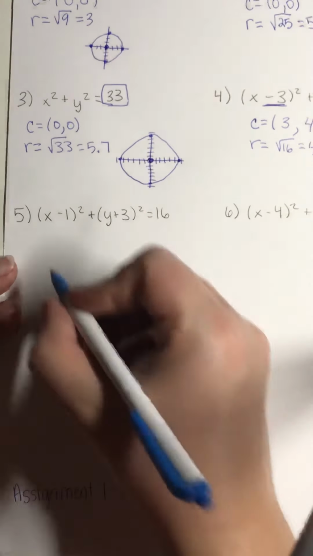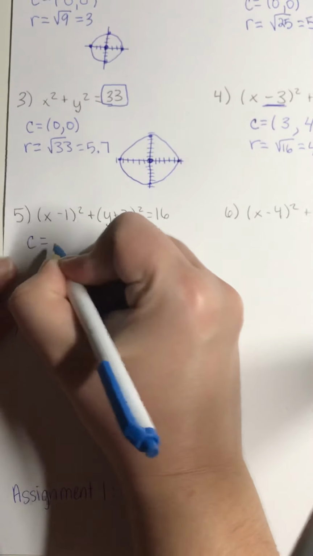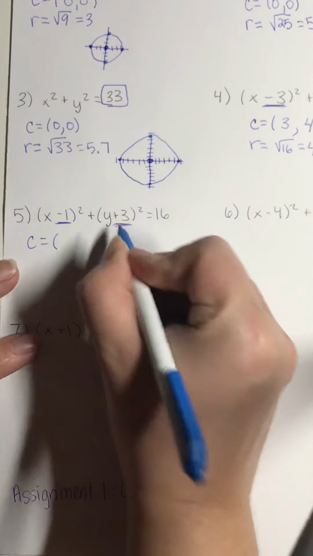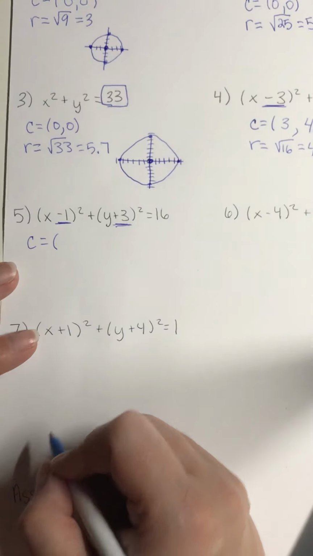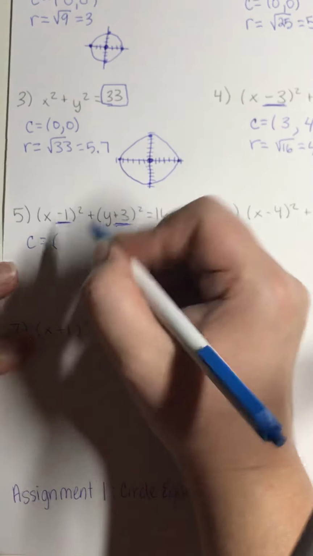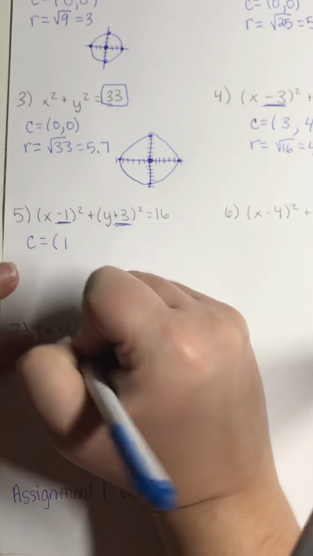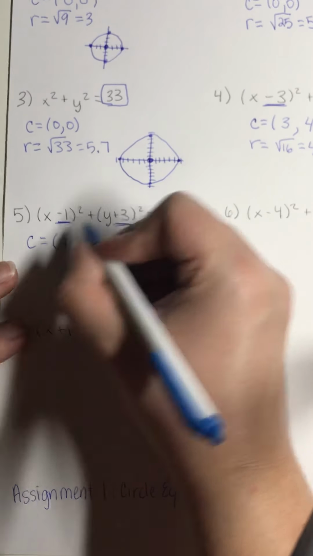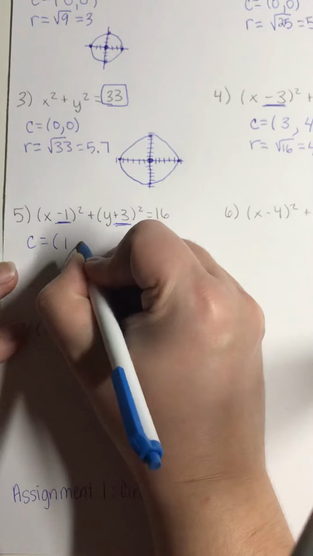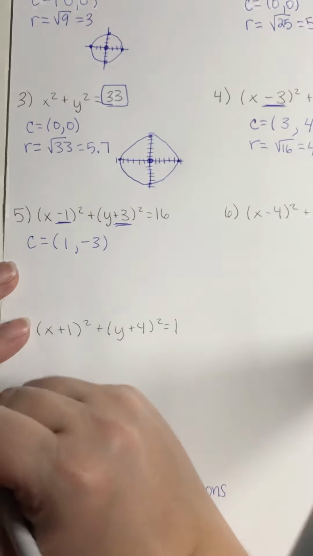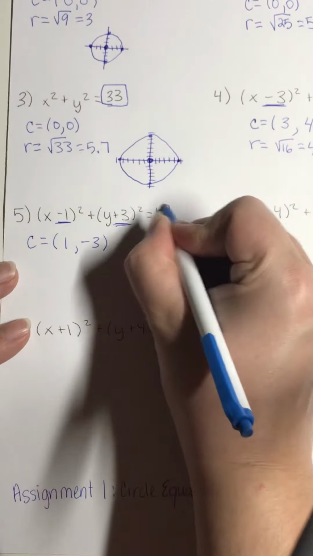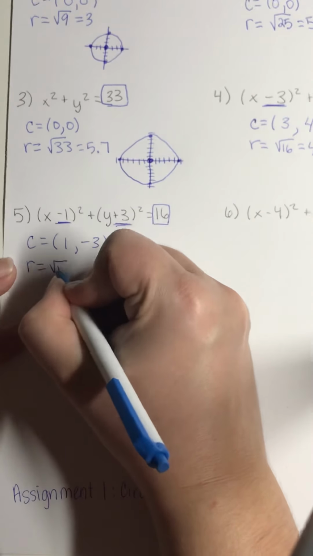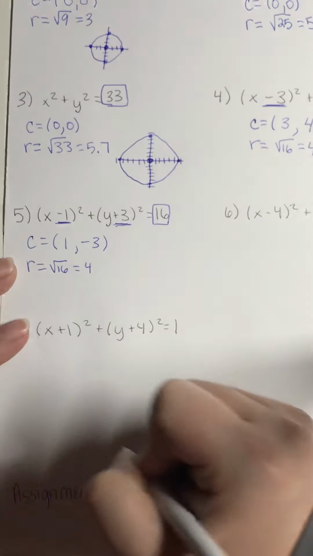Let's look at another one. Number 5. The center coordinate is going to use these numbers, 1 and 3. But we need to make sure we flip the signs. We have negative 1 here in the equation, so our center coordinate will be positive 1. We have positive 3 for the y in the equation, so y, flip it, will be negative 3 for our center. Radius is going to be square root of that number. Square root of 16, which is 4.